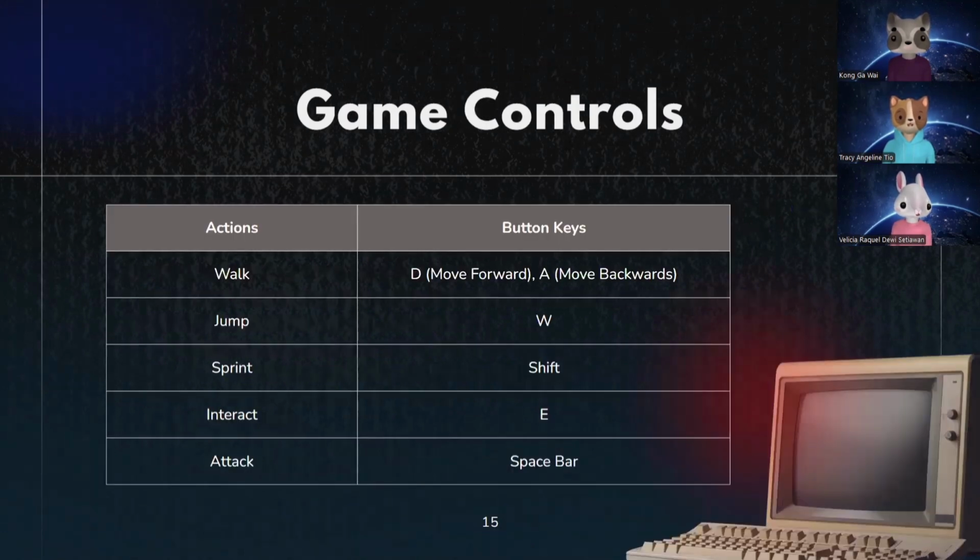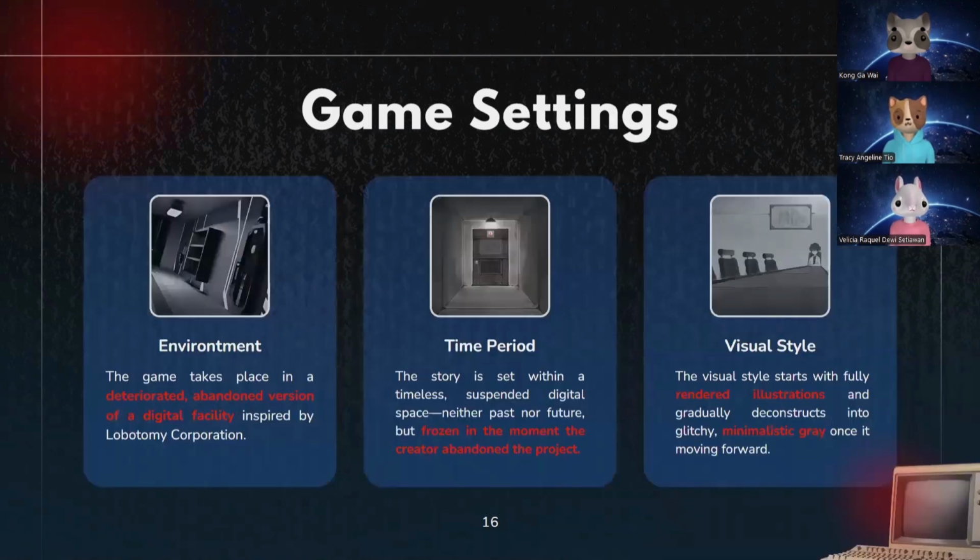Controls are the simple ones. For walk it is D and A, for jump is W, sprint is Shift, interact is E, and attack is the spacebar. Game settings. The environment takes place in a deteriorated, abandoned version of a digital facility, inspired by Lobotomy Corporation. For the time period, the story is set in a suspended digital space, neither from the past nor the future, but stuck in a moment where the creator abandoned the project.